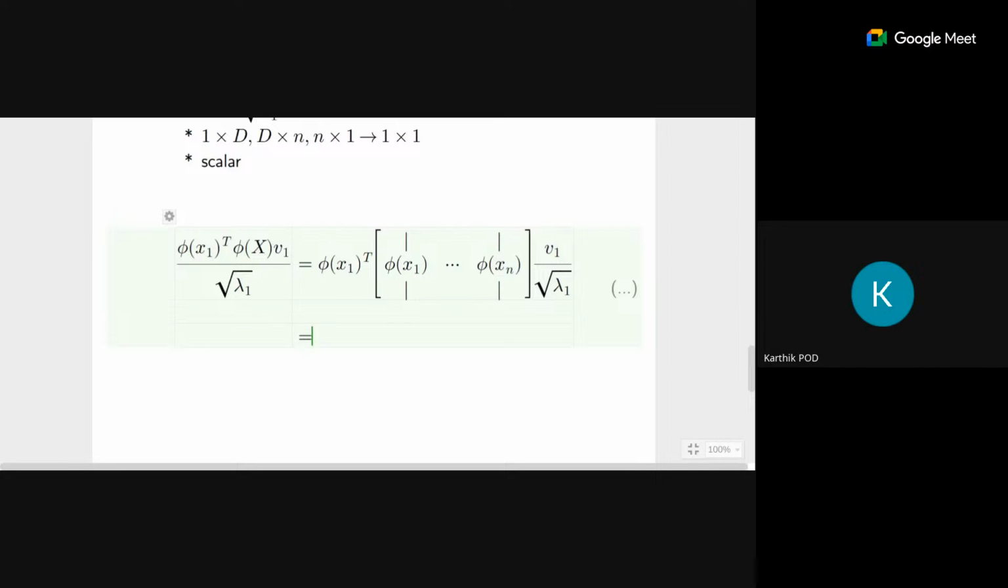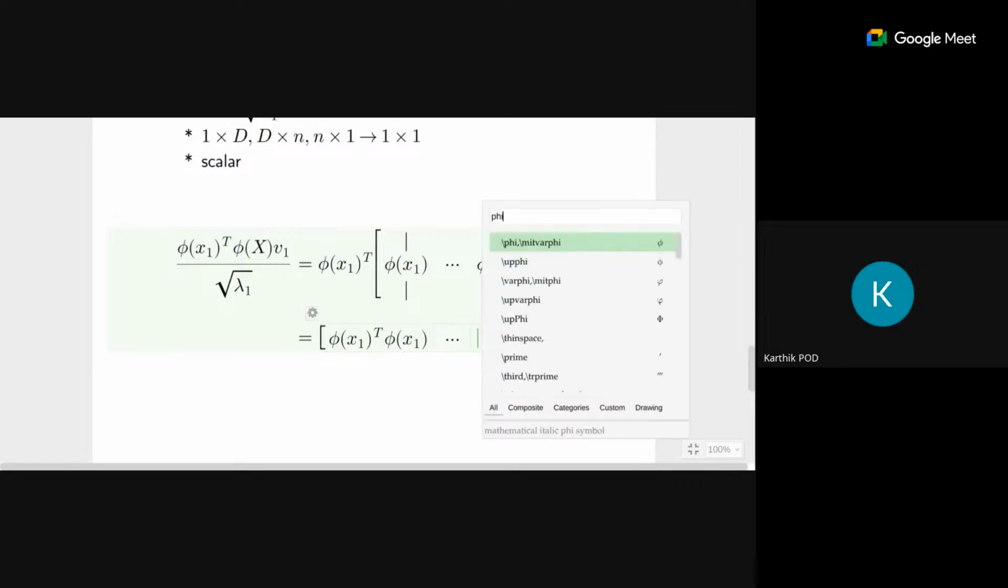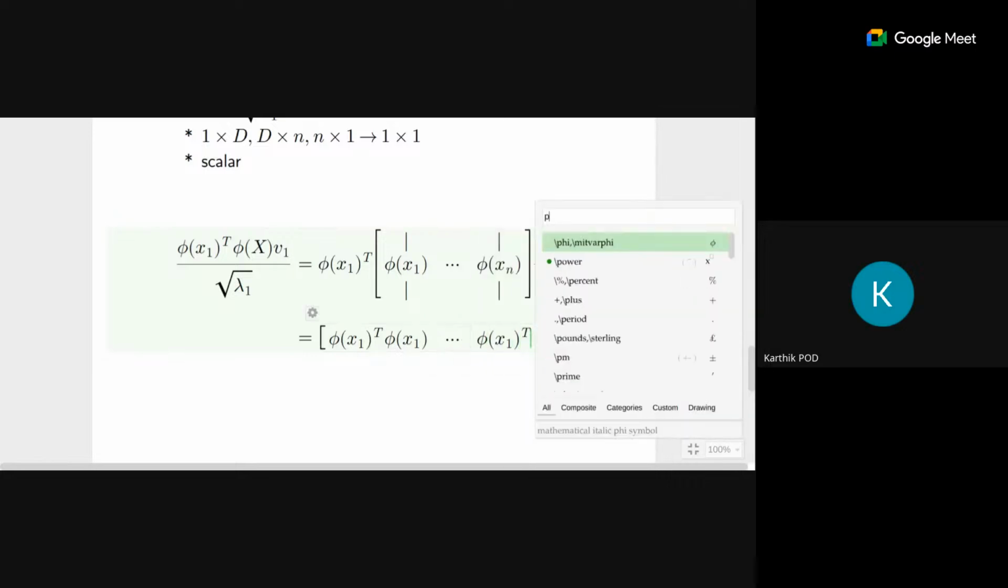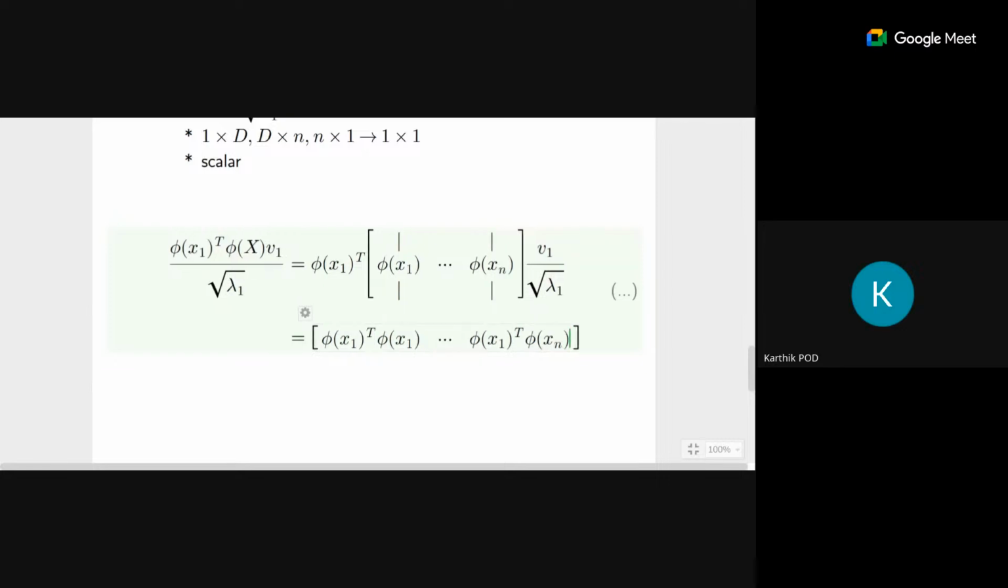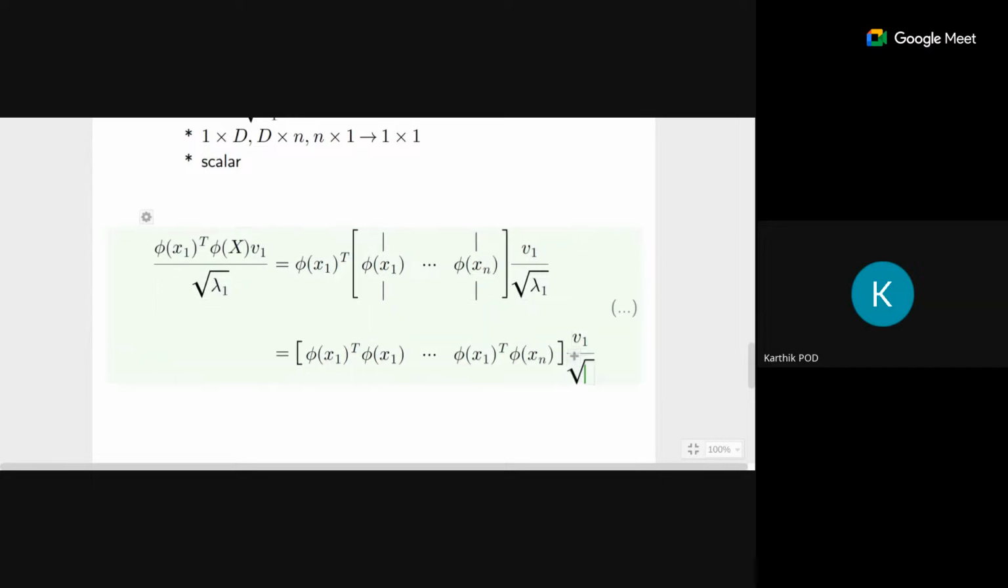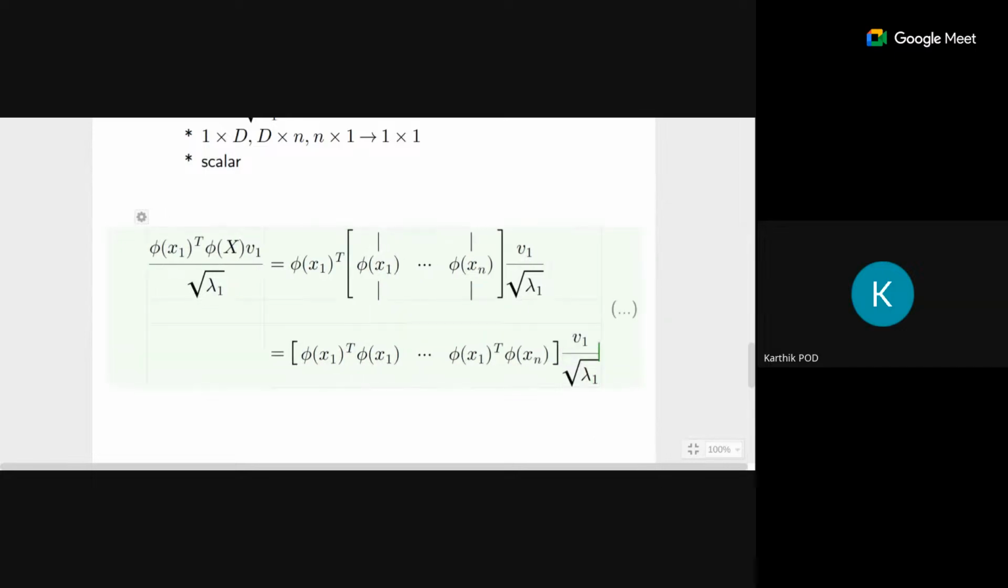What object will you get? 1 cross N. So you'll get a row vector. The row vector will look like this: phi of x1 transpose phi of x1, and the second one will be phi of x1 transpose phi of x2, and so on. The phi of x1 will stay constant, but the other member in the dot product will be one of the n data points. So what is this row vector actually? Is it the row of some matrix that you already know?